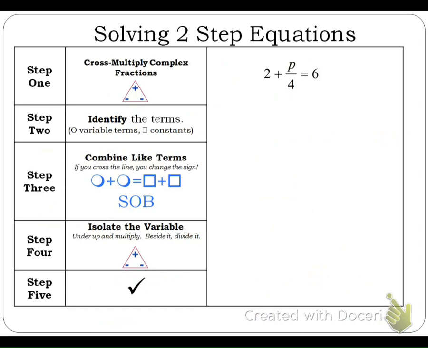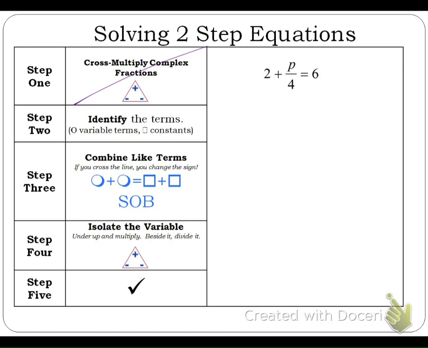So I broke down some steps so far and called it step 1, cross-multiplying complex fractions. We did cover that at the end of unit 1, and I'll give you some more problems of that in a minute. We do not need to do that in this problem because we do not have a complex fraction. So step 1, we're done. Step 2, identify our terms. This will help us to see what we need to combine or isolate. So let's identify our terms.